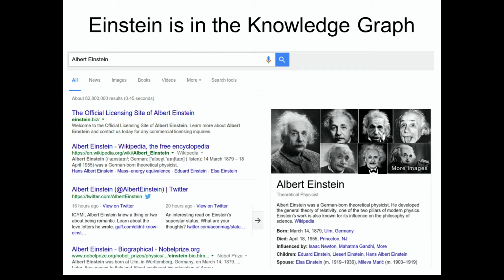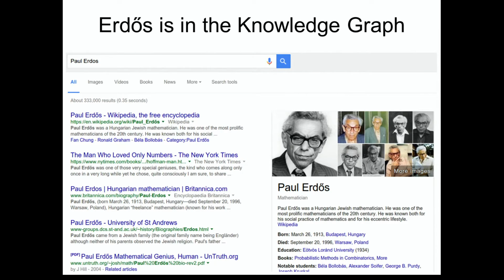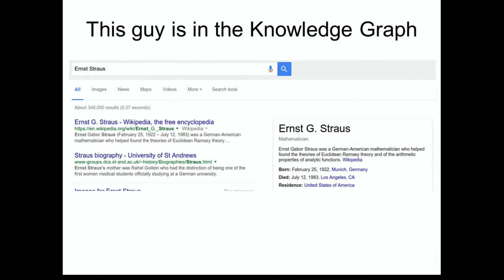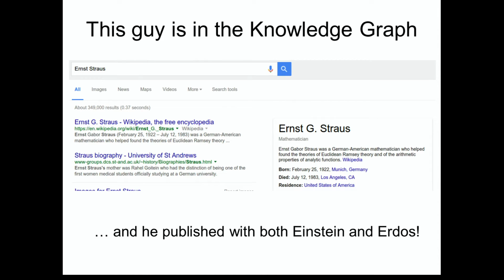And actually, all the ingredients are already there. So Google knows about Albert Einstein. It has in its knowledge graph all of this information. It also knows about Erdős. And it also knows about this guy, Ernst Strauss, who happens to be a co-author of both Einstein and Erdős.